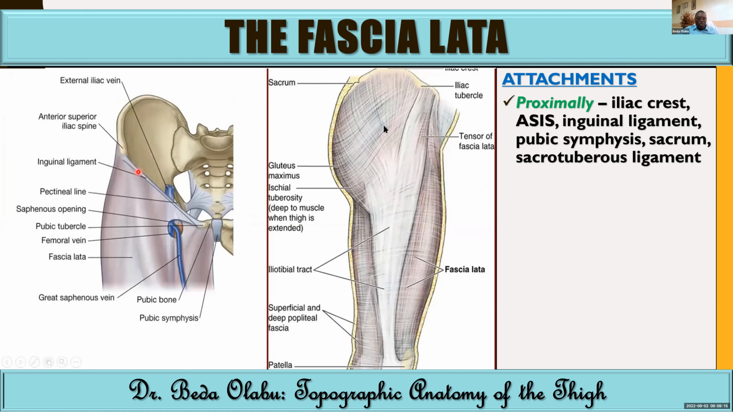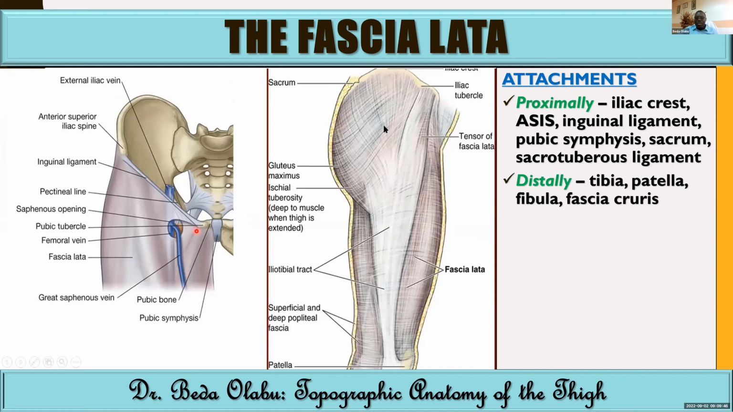It will attach proximally to a number of things. It will attach to the iliac crest. It will attach to the anterior superior iliac spine. It attaches to the inguinal ligament. It attaches to the pubic tubercle, as well as around the pubic symphysis, and then going round to attach to the sacrotuberous ligament and also to the sacrum. So it's an extensive proximal attachment.